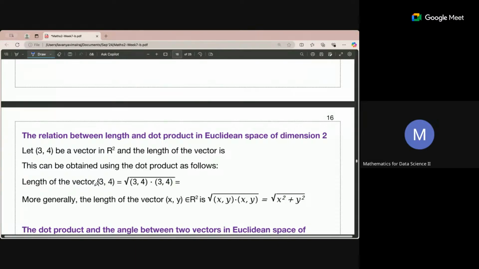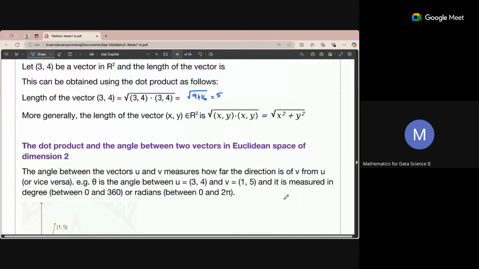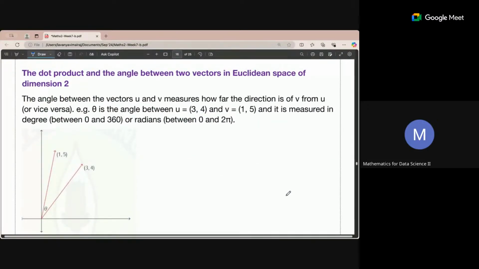So now what is the length of the vector 3 comma 4? The answer is square root of 25, which is 5. So in general, the length of a vector, you know that this is the formula, right? Now what is the angle between two vectors?